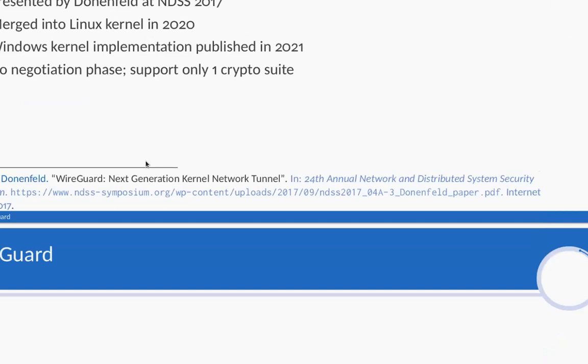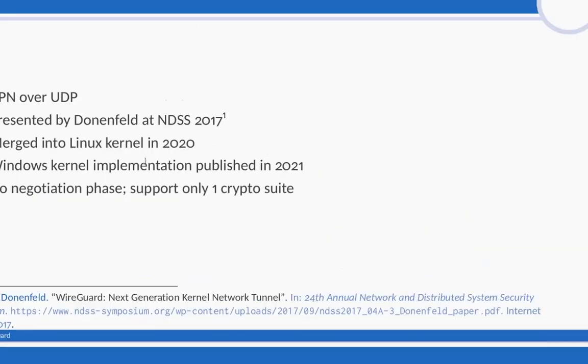Okay, let's start. The original Wireguard is a VPN protocol. It's running on top of UDP packets. It was presented by Donenfeld at NDSS 2017 and was merged into the mainline Linux kernel in 2020. And recently, there's an open source Windows kernel implementation that has been published. And one noticeable design choice of Wireguard is that it's cryptographically opinionated. There is no negotiation phase of the protocol, and it only supports one crypto suite.